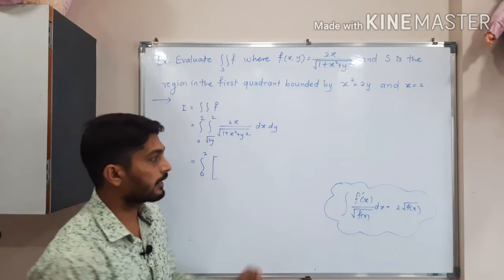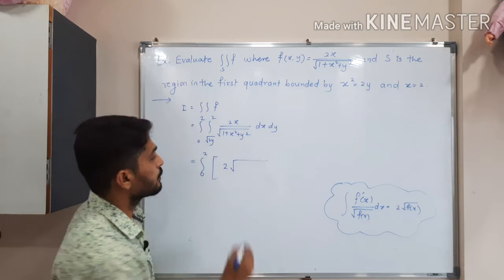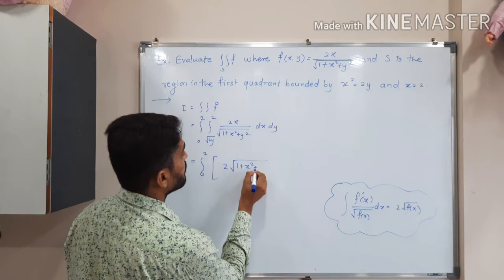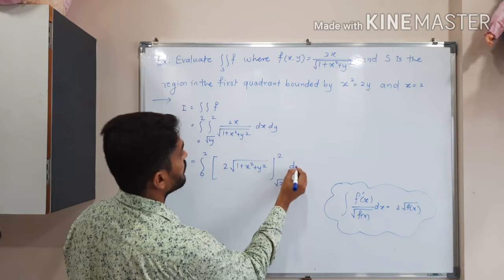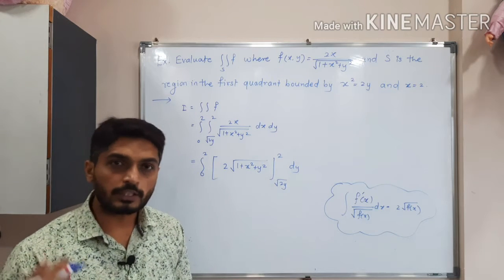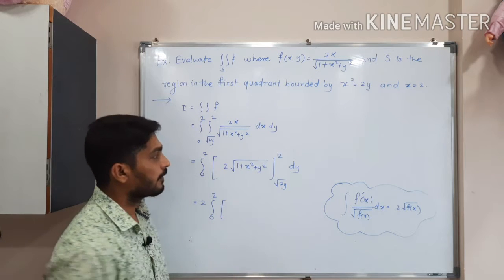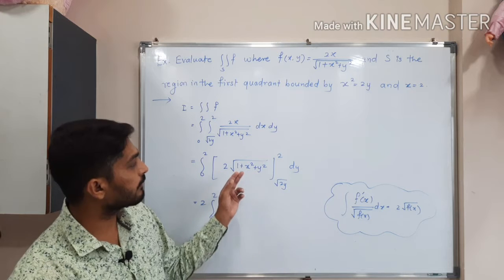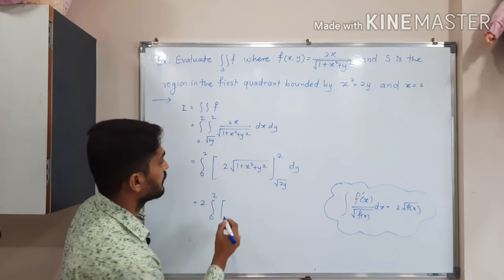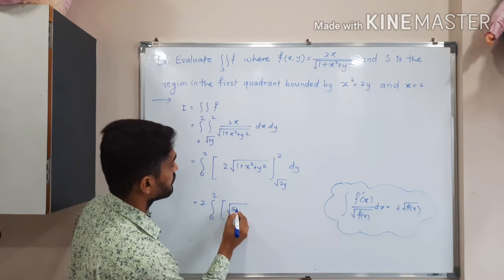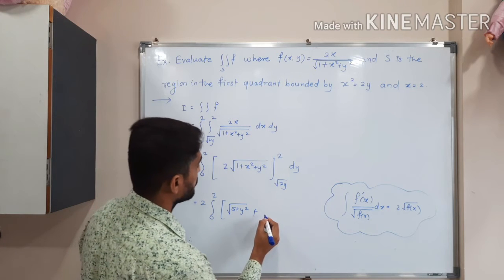So using this formula, we'll have 2 root f of x. f of x means the function 1 plus x square plus y square, from root 2y to 2, dy. Okay, so the 2 is constant, it will come outside. First of all, I will put the upper limit in place of x. So here if I put 2, 2 square is 4 plus 1, we will have 5. And if I put root 2y, what will I have?